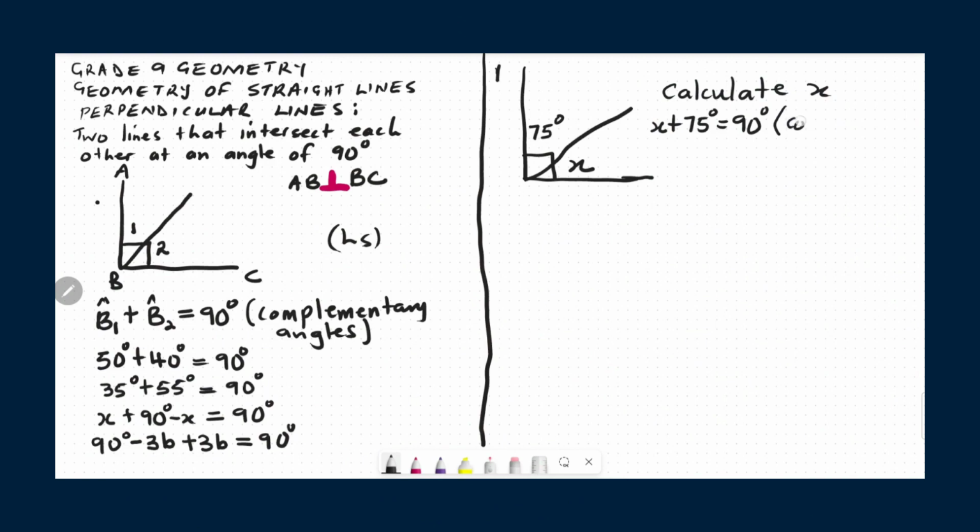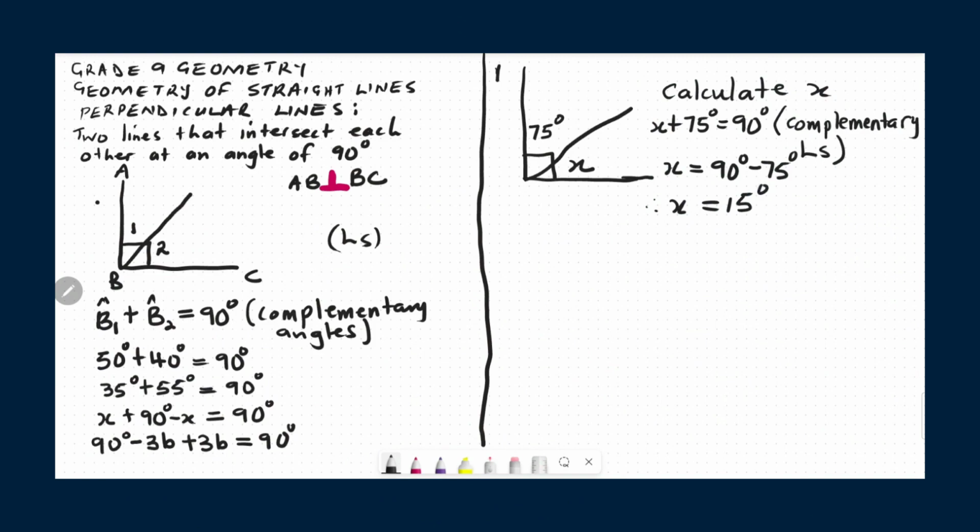Why do you say that? These angles are complementary. Then we make x the subject. So x is equal to 90 degrees minus 75 degrees. So therefore, x is equal to 15 degrees.